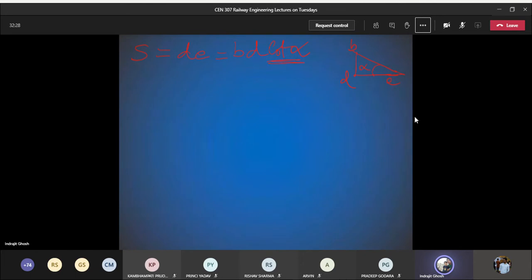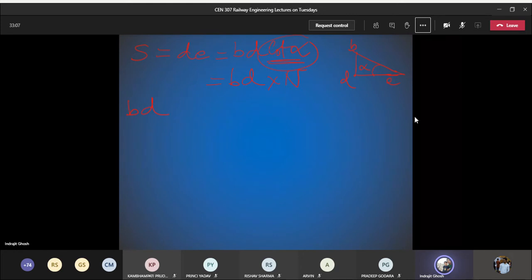What is cot alpha? When we talked about the crossing angle, how to determine N, we talked about 3 different methods: the right angle method, the isosceles triangle method, and so on. Which method do we use in case of India? The right angle method. As per the right angle method, cot alpha is equal to N.